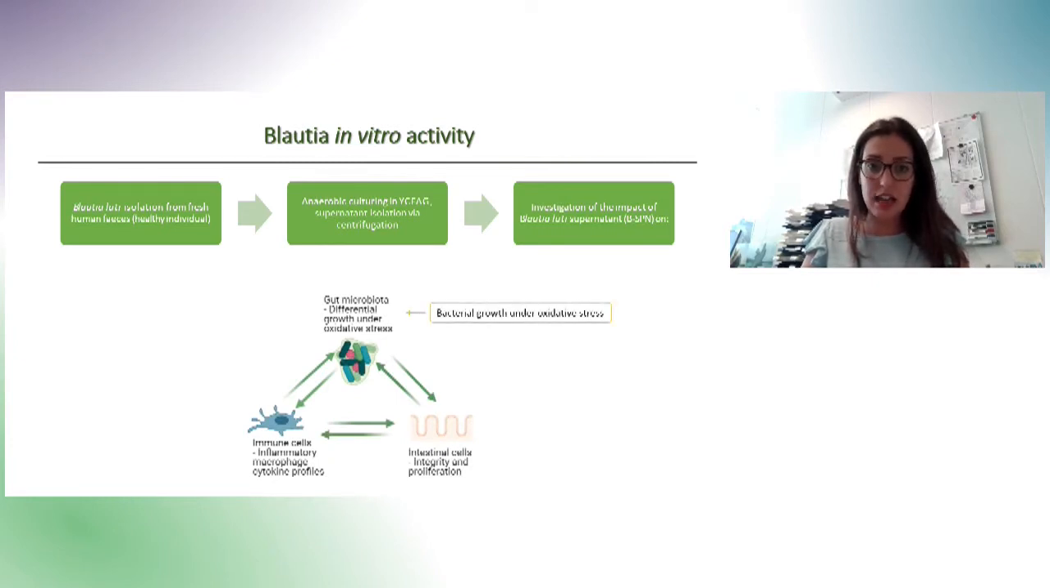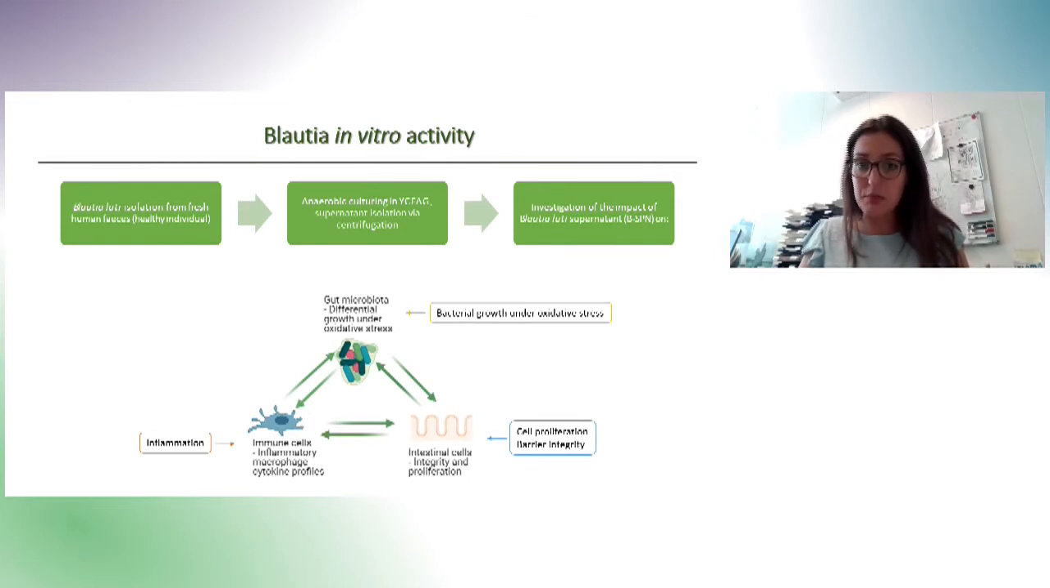We first, as you can see here, focus on 3 main pillars. So how can Blautia interfere or modulate the composition of the gut microbiota under oxidative stress conditions? How can Blautia manipulate, or if it can manipulate, of course, the immune response? And of course, if it can have some effects on intestinal epithelial cells, which are the most damaged cells during chemotherapy.